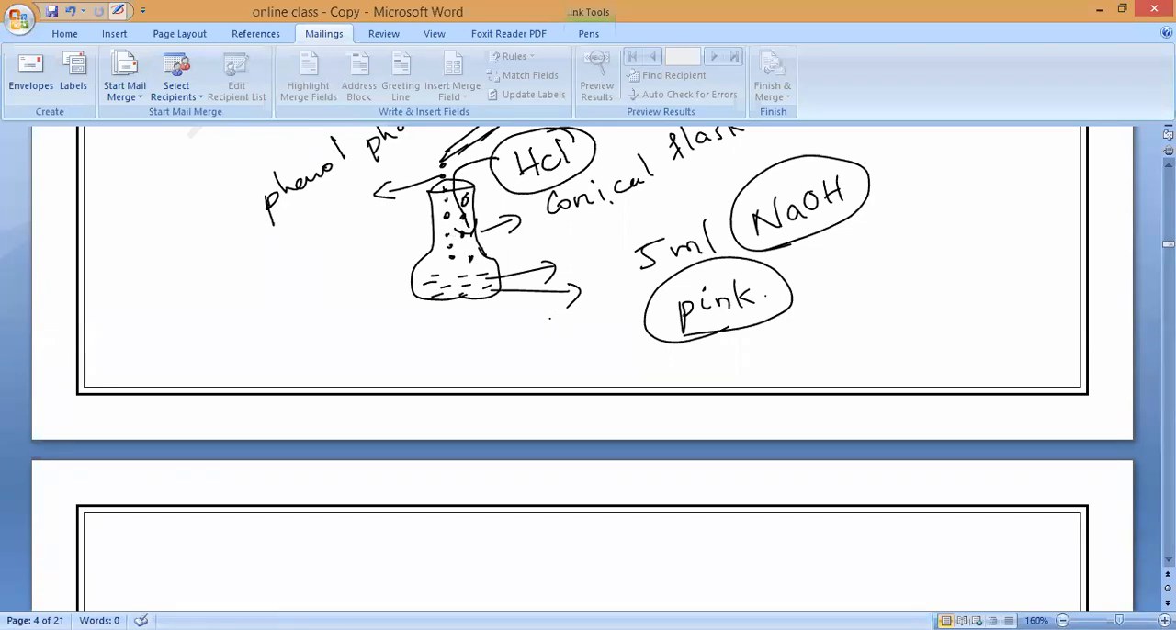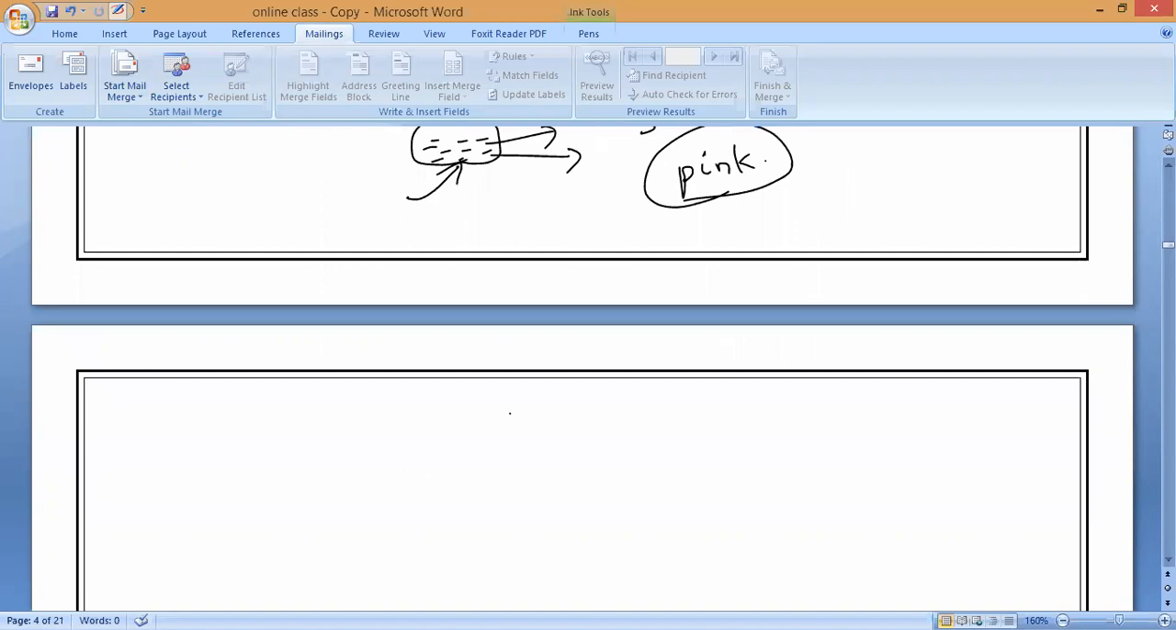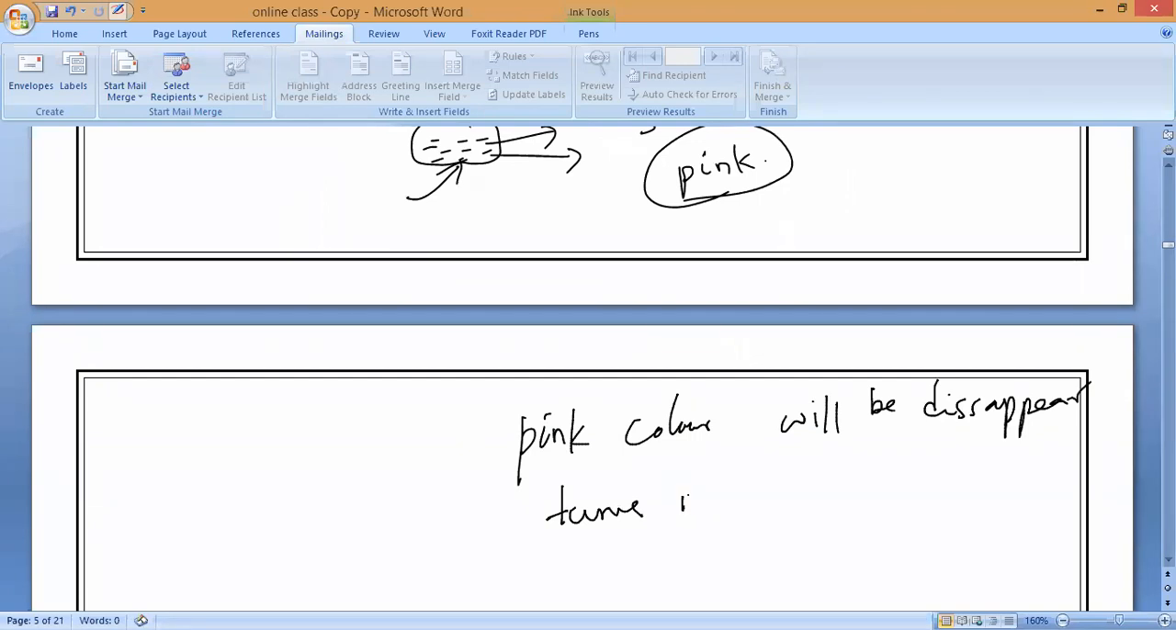Now you can observe this. If you start shaking this conical flask, you can see slowly the pink color will disappear and it will turn into what? The pink color will disappear and it will turn into colorless, because we are adding acid. Correct or not?